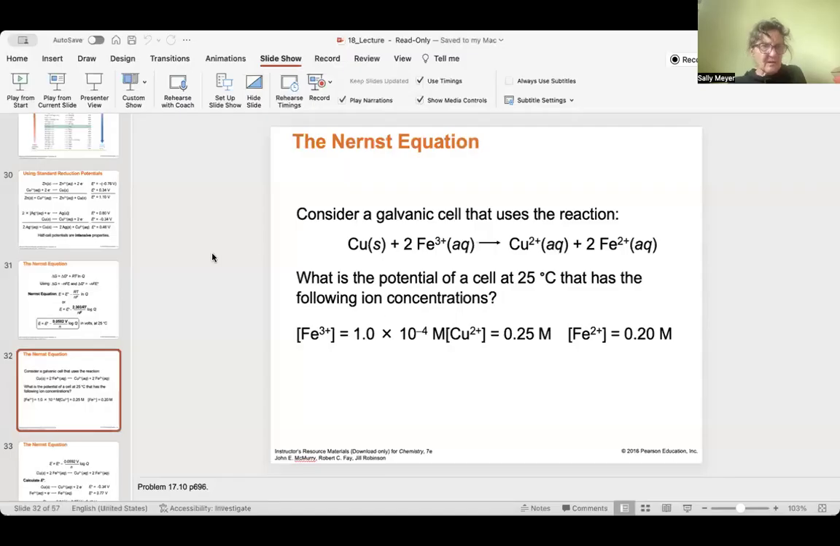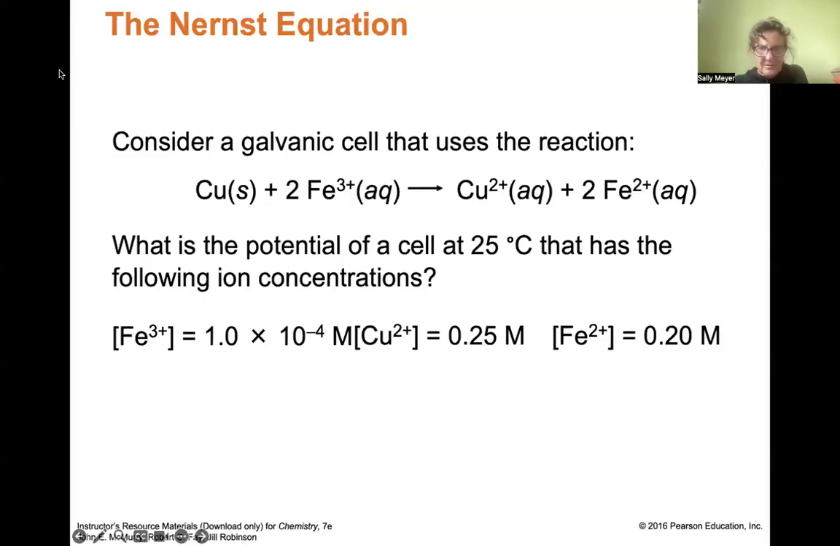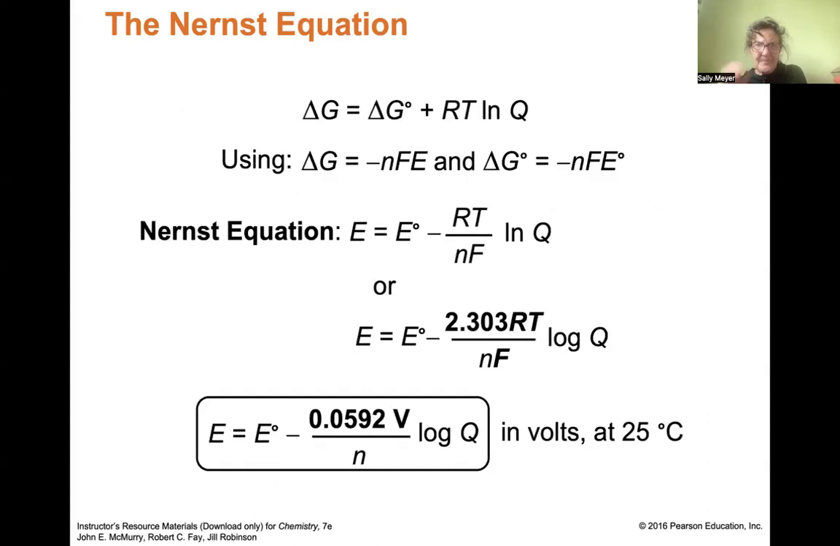All right, we're going to start the last half of chapter 17, which is electrochem. So we will finish up everything we need to do this block. I'm going to go back to the slide before this, where we introduced the Nernst equation.